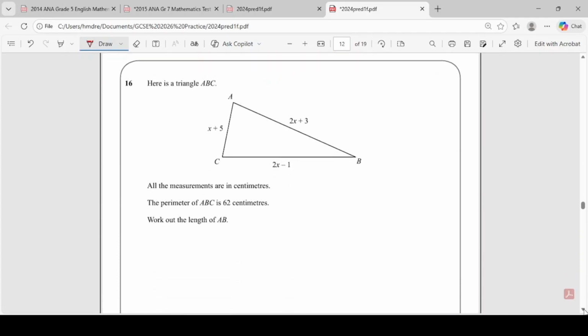Question 16, here is triangle ABC, and they give us that these are the measurements in centimeters. The perimeter of this triangle is 62 centimeters. Work out this length AB. Okay, so this is a little bit of algebra here with these expressions, and then obviously area and perimeter too. So first thing we need to do is we need to set up an equation.